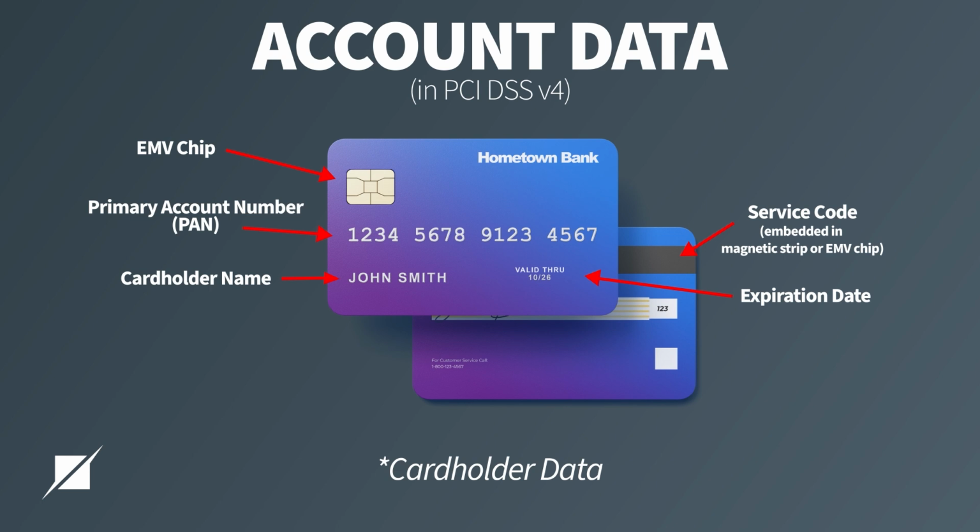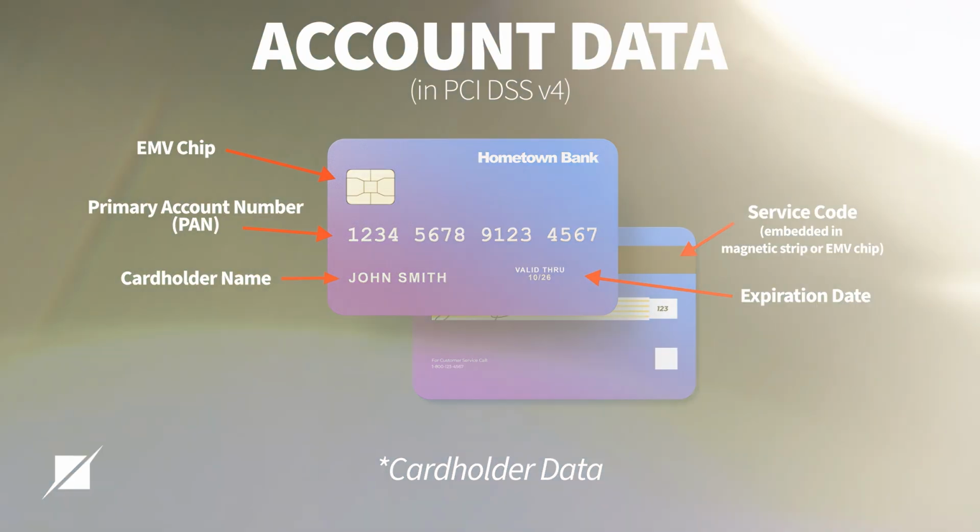That is things like your primary account number or PAN, service code, expiration date, sometimes referred to as expiry, as well as cardholder name. Only the primary account number needs to be encrypted. The rest just have standard data protection rule sets applied to them that you see in requirement 3.